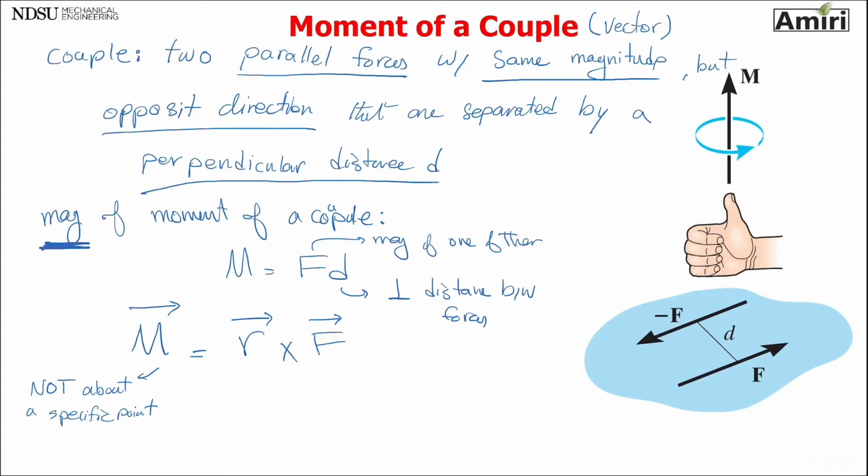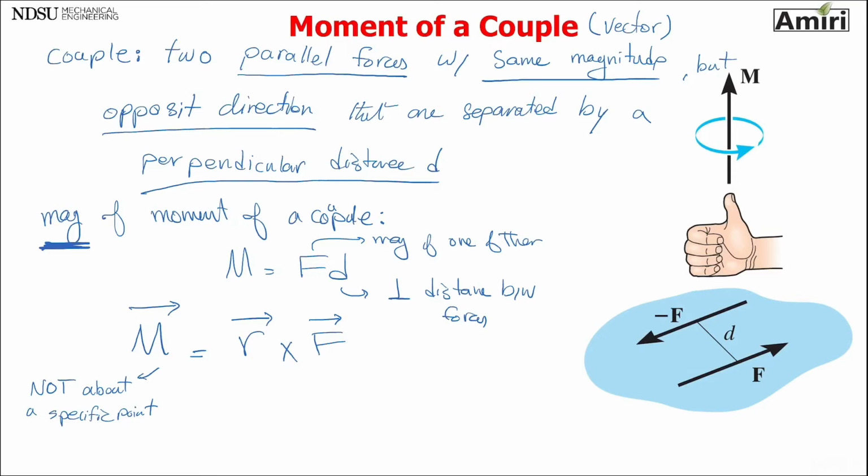Remember, the distance starts from one force to another. So it can be about any arbitrary point you want. It doesn't matter at all. Or you can think of it as being about no specific point. So both of them are correct. It's about any arbitrary point you want or about no specific point. I usually like to say it's about no point.